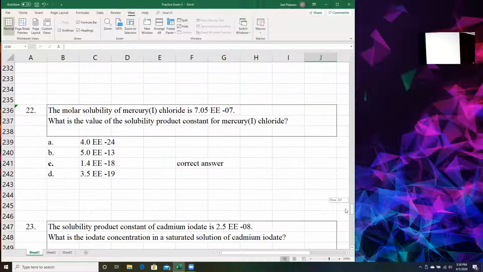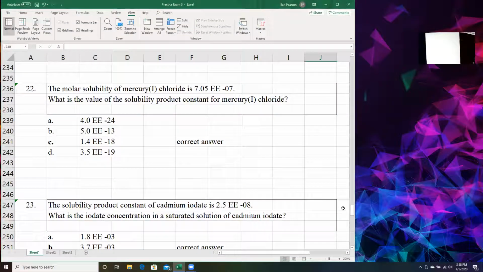Let's look at number 22. And we're looking at solubility product constants. And so let me gather the data. I am going to have to work on the pad on this one. We got mercury 1 chloride. You have to know that mercury 1 chloride has a formula Hg2Cl2. Mercury 1 ion is Hg2 plus 2. And we were told that solubility, dissolved moles per liter, is going to be equal to 7.05 times 10 to the minus 7 moles per liter.